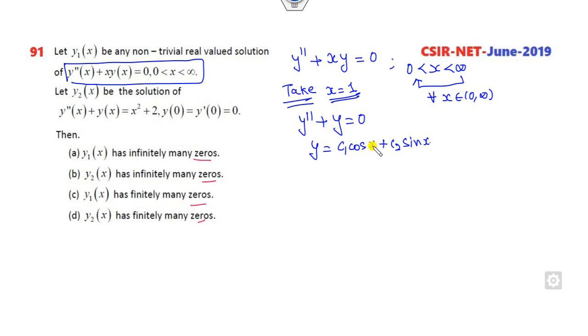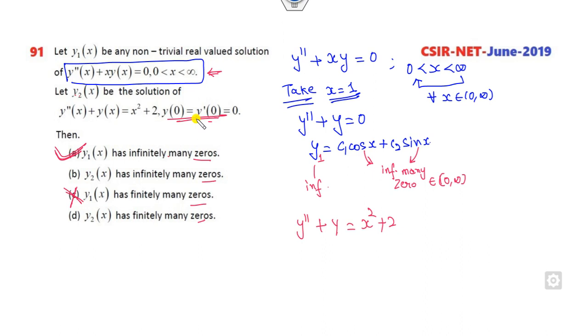Now there is no initial condition given. This is the initial condition corresponding to y2. How many zeros do cos and sine have? They have infinitely many zeros over 0 to pi. So it means this y1 has infinitely many zeros. Correct option. Look at the second option, second question, that is y'' + y = x square plus 2.